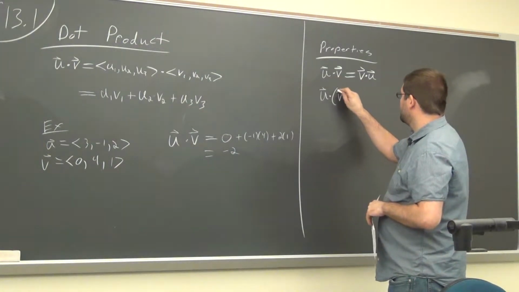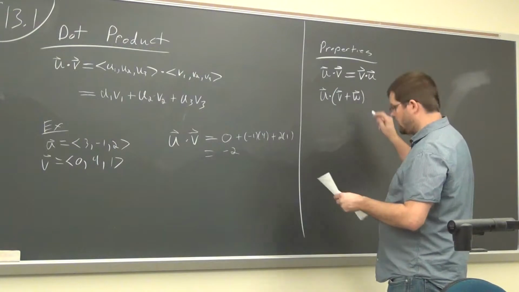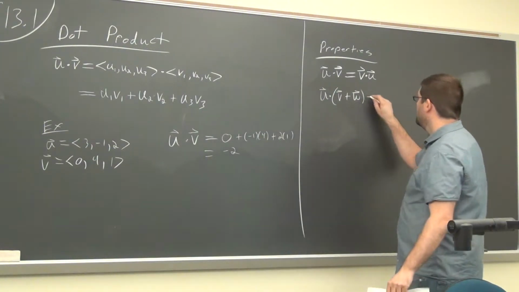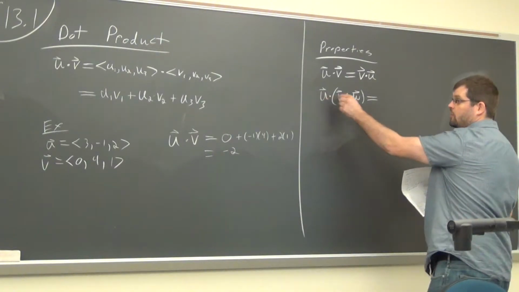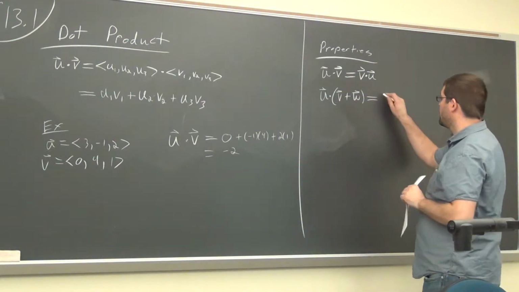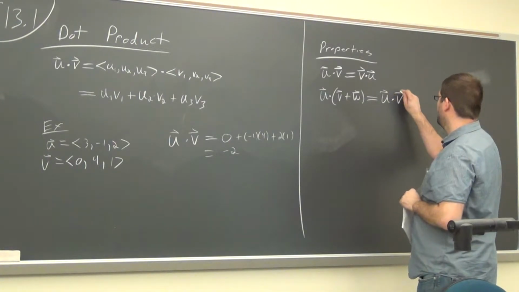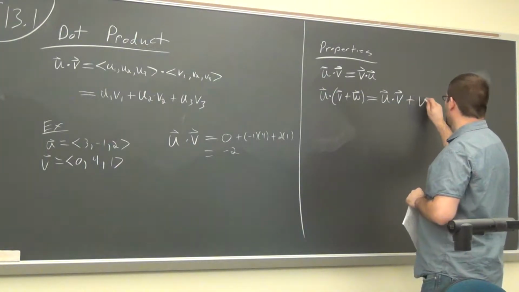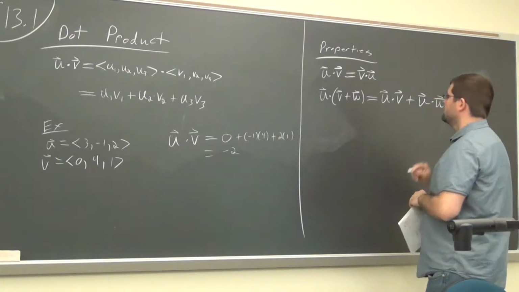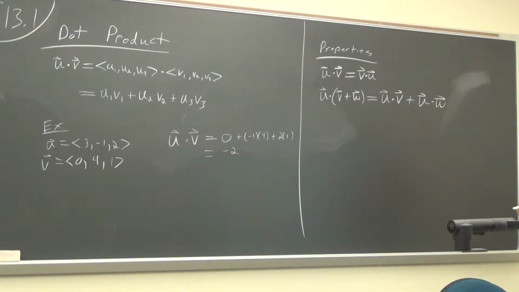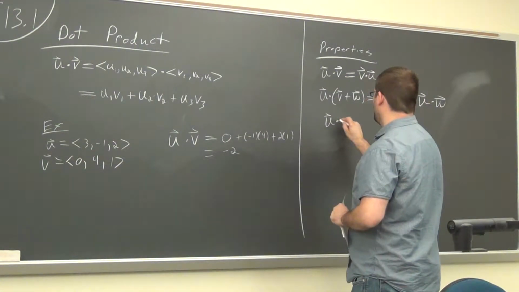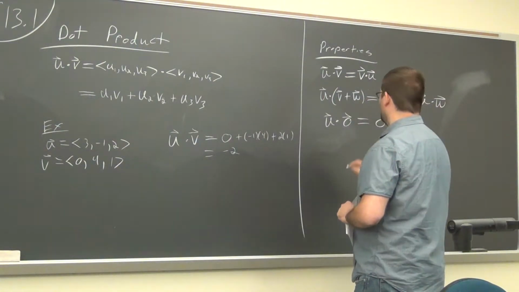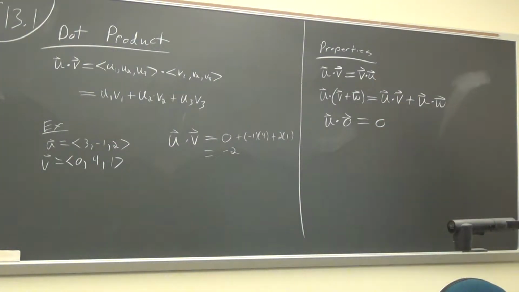If we have three vectors, we have a distributive property like you do for multiplication. You can distribute the u into both of these, and the dot product holds it: u dotted with v plus u dotted with w. If you take any vector and dot it with the 0 vector, hopefully it's clear you get 0. The 0 vector is just the vector 0, 0, or 0, 0, 0.